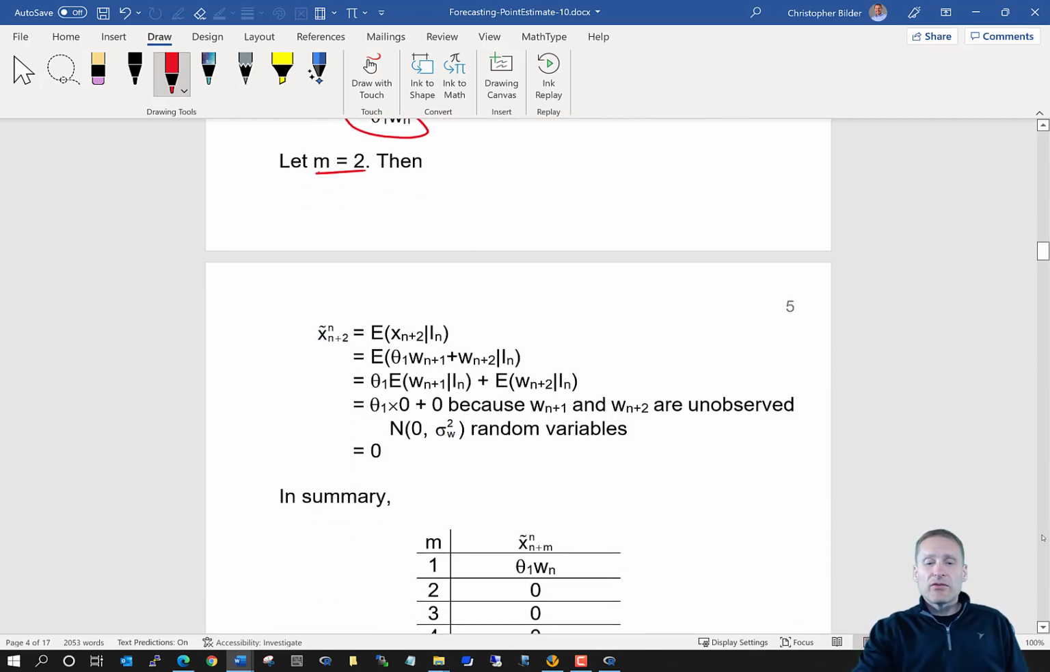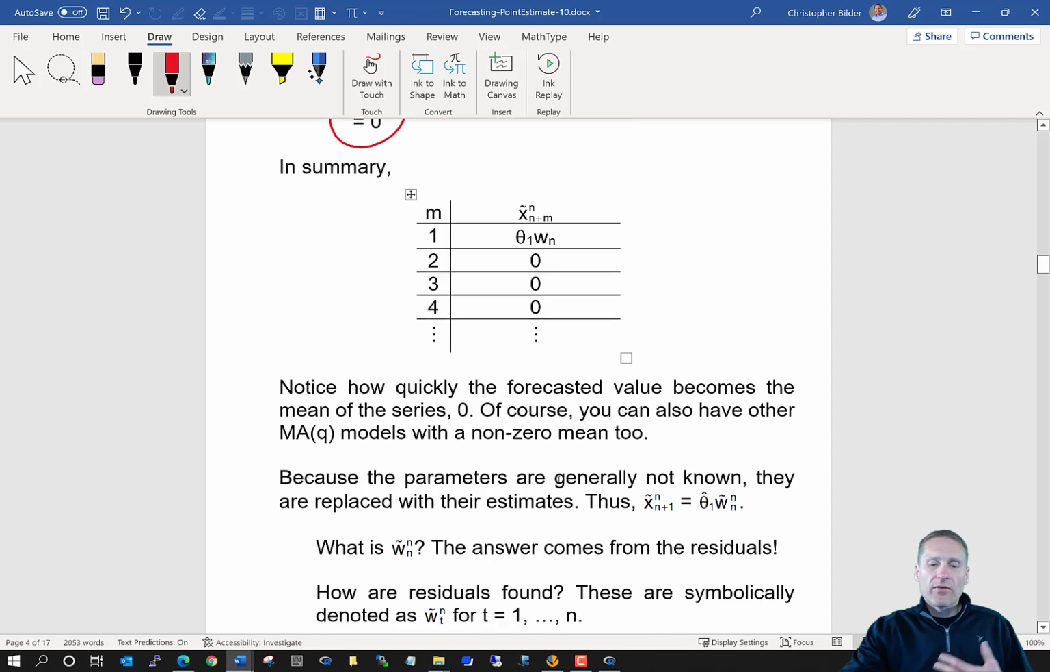If I go 2 time points into the future, now I'm looking for the expected value of x sub n plus 2 given my past up to time point n. I write what my model is for x of n plus 2. I distribute the expectation through, factor out constants. The expected value of w sub n plus 2 given my past up to time point n is 0. Also, the expected value of w sub n plus 1 given information up to time point n, we've seen before, is 0. So theta 1 times 0 is 0, plus 0 is 0. And I quickly have my forecast become 0. The same thing is going to happen for 3 time points into the future, 4, 5, and so on.